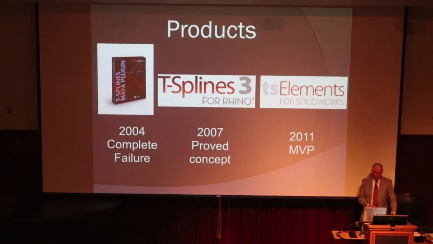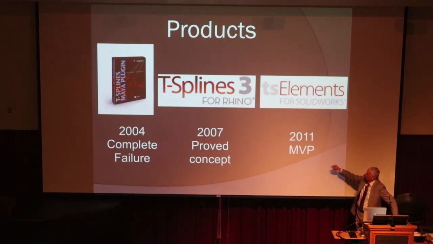So here's where we were. 2004, we had this complete failure. The thing only sold one copy. Then by 2007, we shifted over to the CAD industry, and had this T-Splines for Rhino that really proved the concept, got some great testimonials out of it. And at that point, we started looking at other software. Rhino's kind of a low-cost design software. The big boys were like a company called SolidWorks and Autodesk. Well, we made a plug-in for SolidWorks that got a lot of traction at their annual vendor show in January of 2011. A lot of people were excited that T-Splines was going to be integrated into SolidWorks.